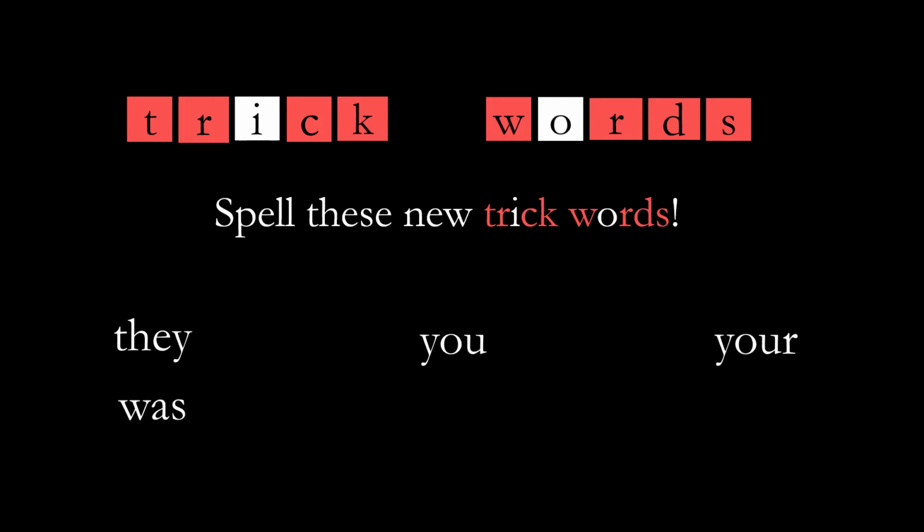The next one is said. Said. Mom said I could have a cookie for breakfast. Said. Okay, let's see if you spelled it correctly.